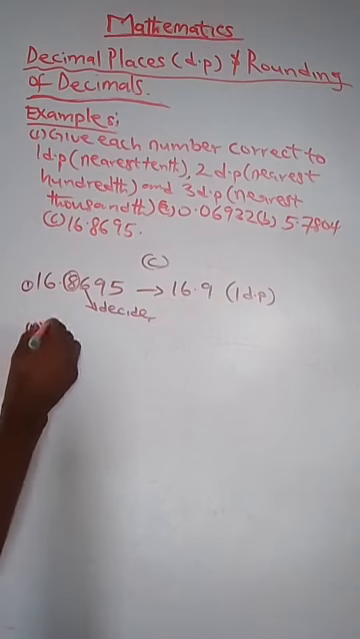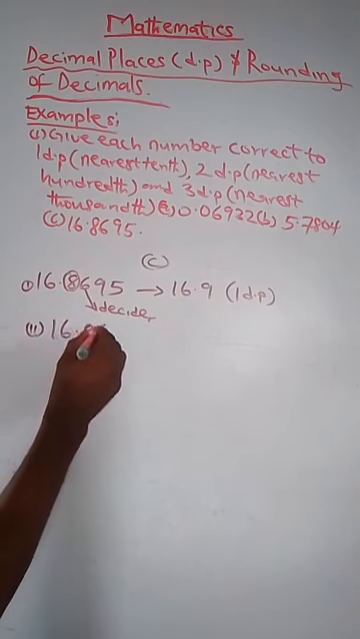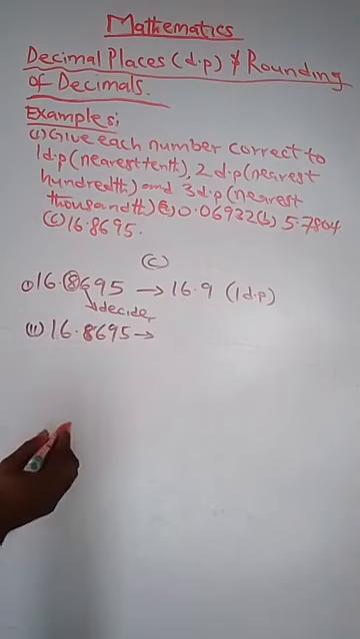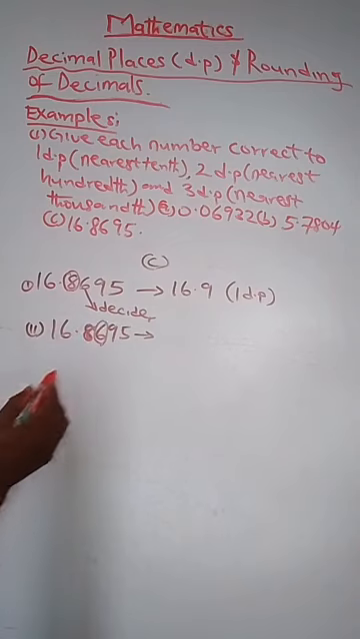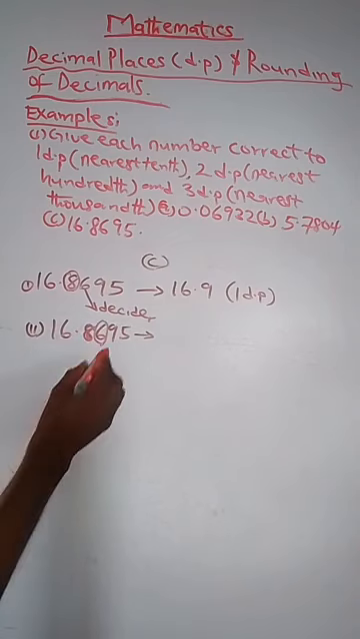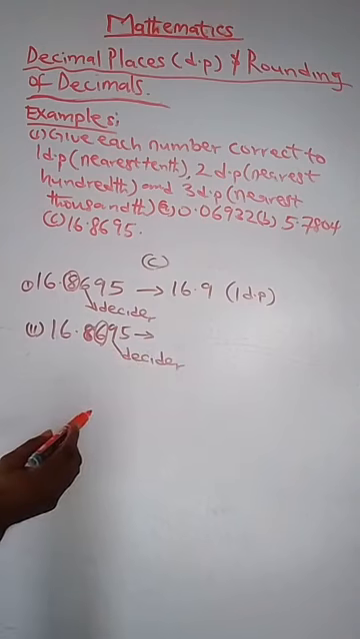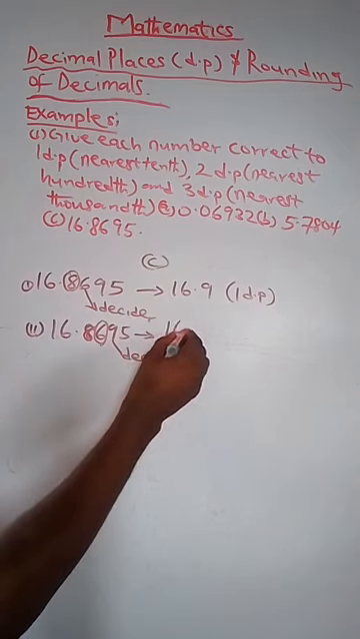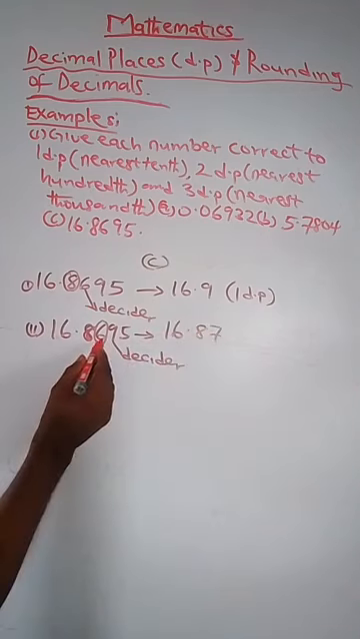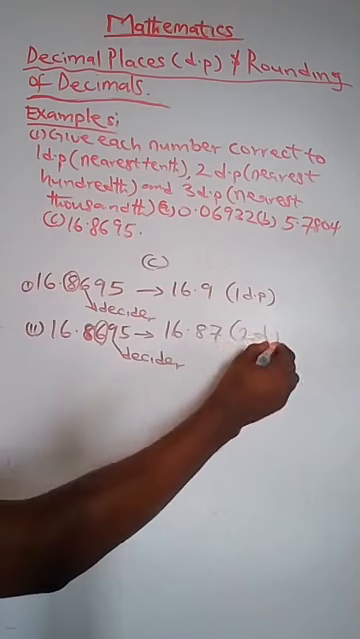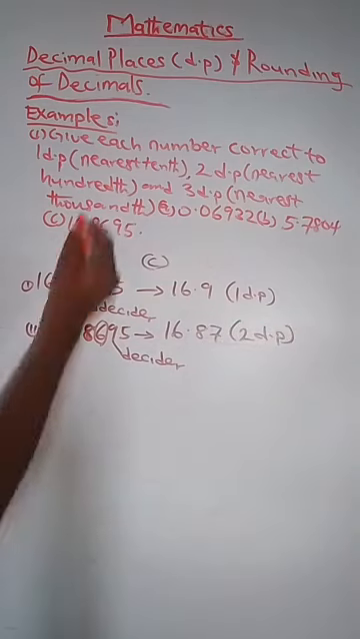Let's take it to 2 decimal places. 2 decimal places, this is where we are coming. That is 2 digits after the decimal point. So this is the decider. Since the decider is 5 or more, we round up, right? So this will be 16.87. Change it to 1 and add it to 6. That is 2 decimal places or nearest hundredth.